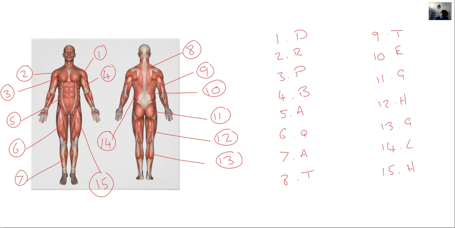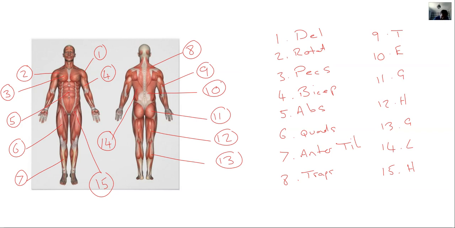Again, I'll just shorthand them. I won't write them in full. So you should have your deltoids as number 1. Number 2 is our rotator cuff. Number 3 is our pectorals, I'll just put pecs. Number 4 goes across to the bicep. Number 5 is our abdominals, I'm just putting abs. Number 6, quads, quadriceps. Number 7, anterior tibialis, however you want to say it. 8 is our trapezius or traps. Remember, it's just the triangular T.